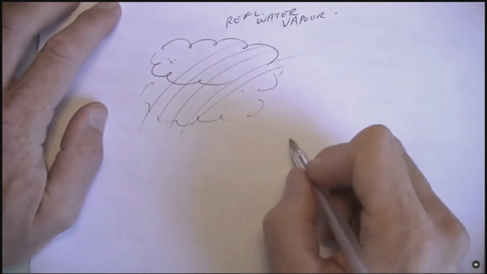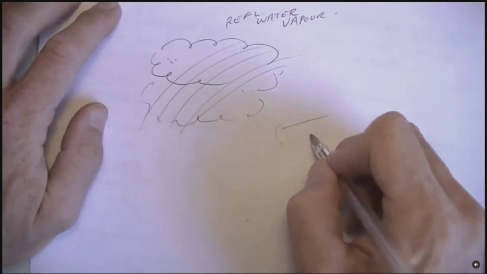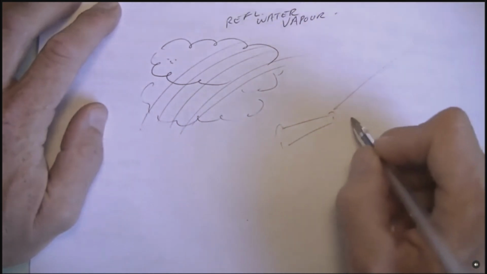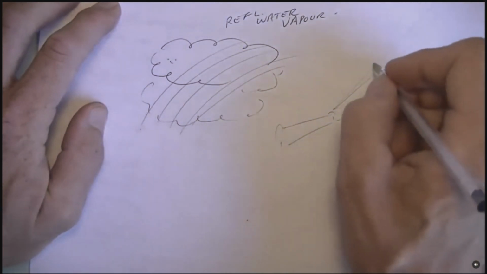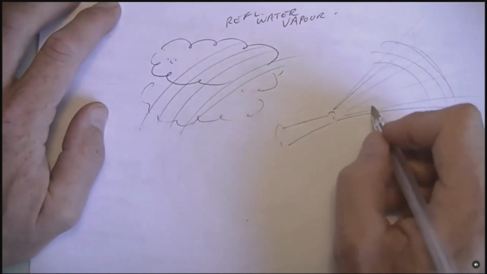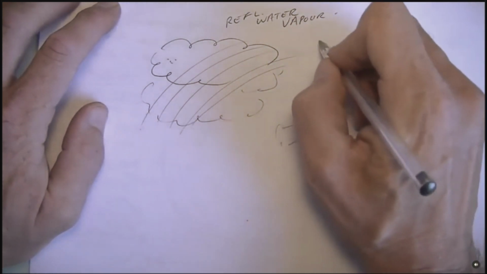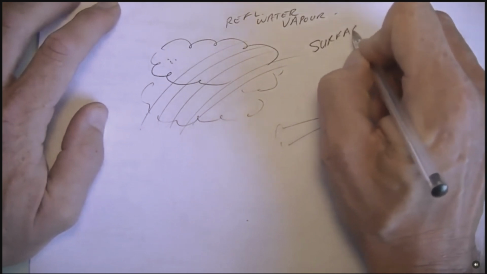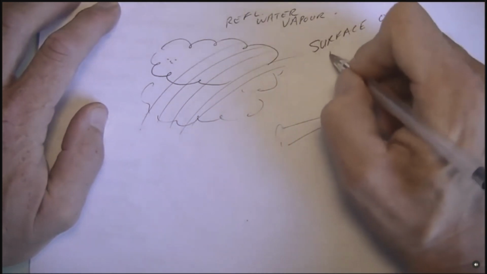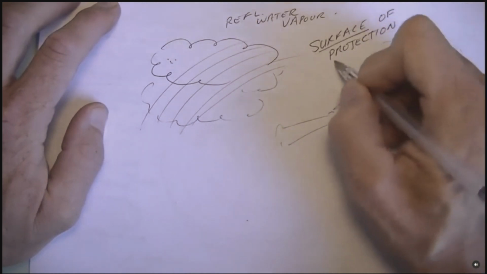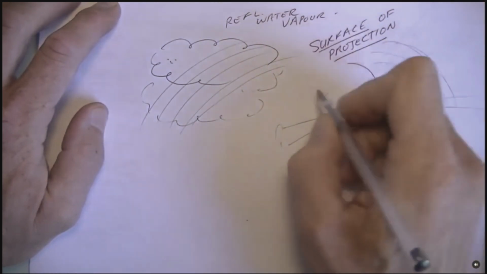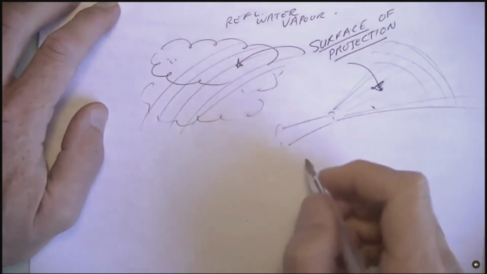Same thing with a garden hose. If you're holding a garden hose, okay? You're spraying out the spray. That's not the origin of the rainbow. The reflective water is just the surface of projection. Surface of projection.